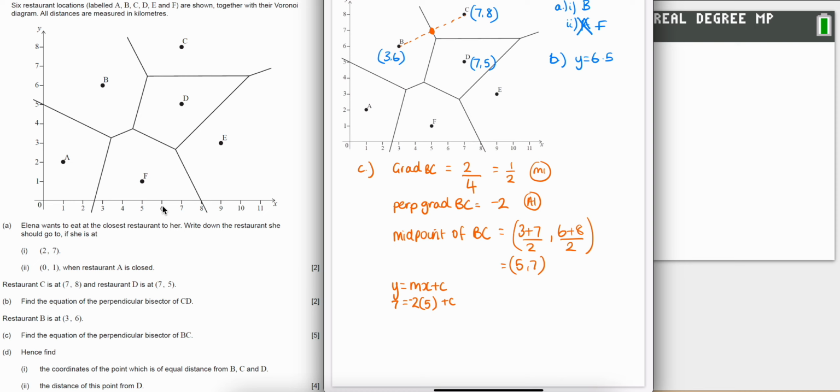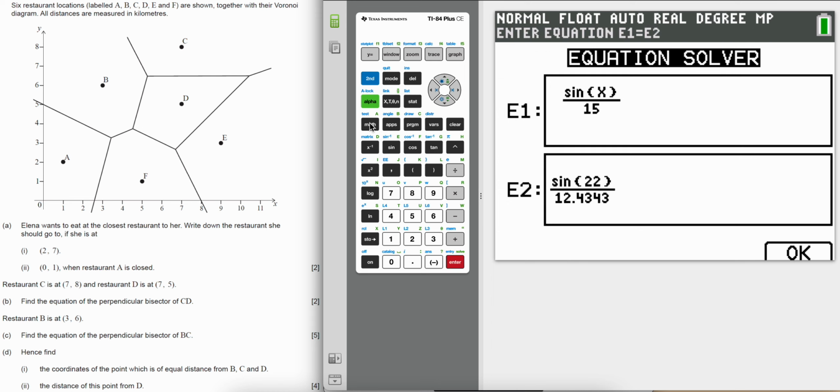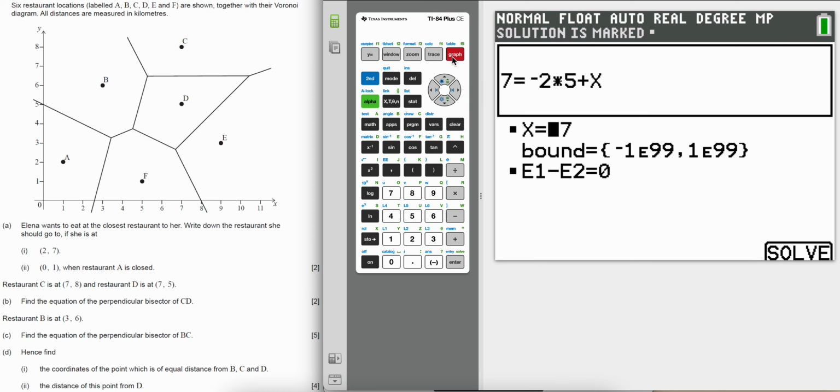And if I type that into my TI-84, then I can go to Math, Numeric Solver, and I can see that one side of my equation is 7, and the other side of my equation is -2, so the negative button, times 5, plus, and then I have my x value. So I'm solving, and that gives me 17.